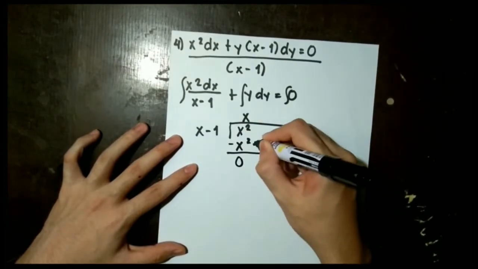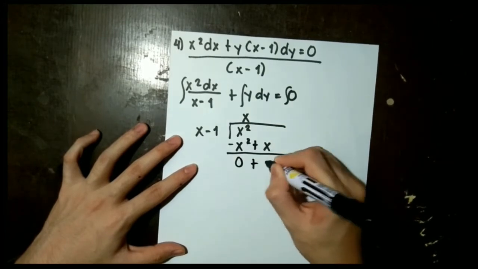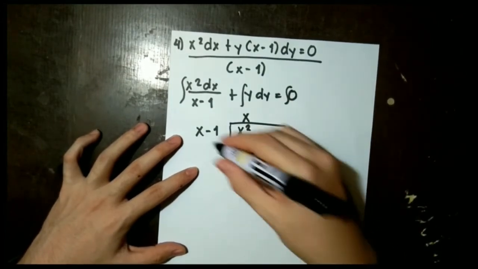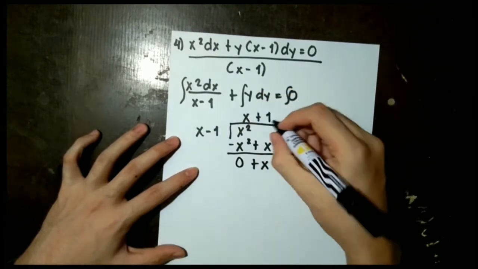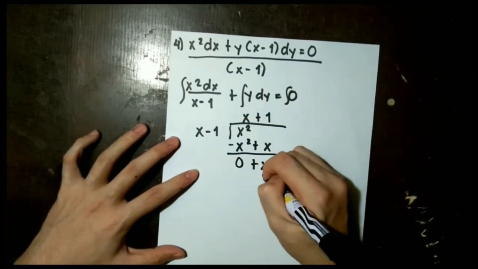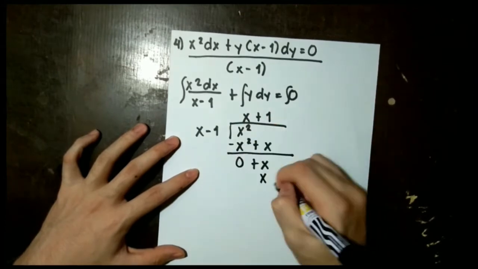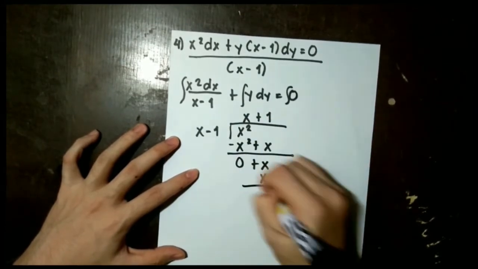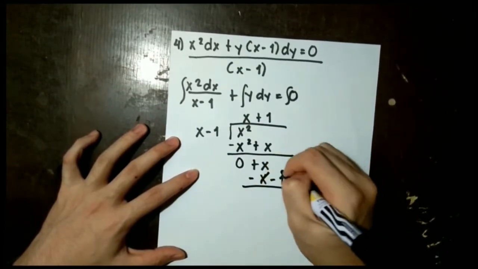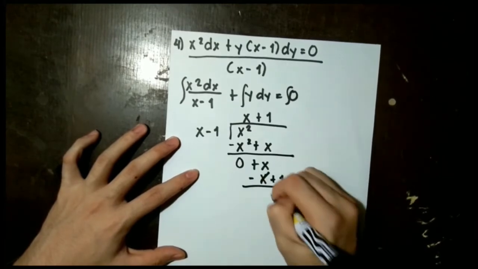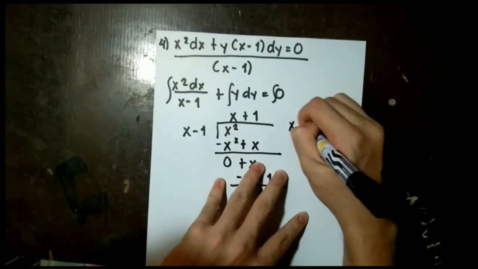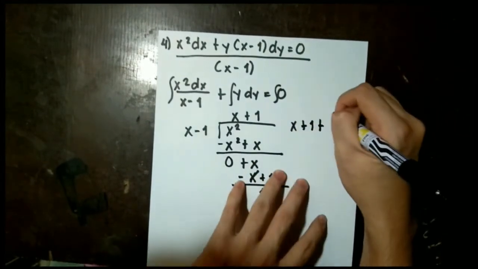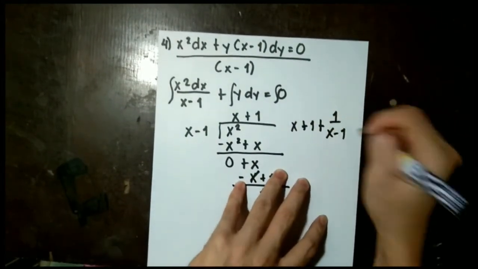Dito, magiging positive na siya. So, magiging plus x. So, x divided by x minus 1 is just 1. So, 1 times x minus 1 is x minus 1. So, makakancel na tong x. Then, matitira is yung positive 1. So, ang nakuha nating sagot is x plus 1 plus 1 over x minus 1.